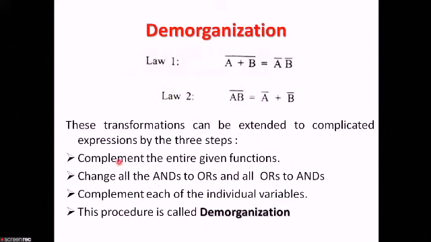The first point is complement the entire given function. Next is change all the ANDs to ORs and all the ORs to ANDs. Next is complement each of the individual variables. Basically, these are the 3 steps. First step is complement the entire given function. Second is changing the ANDs to ORs and ORs to ANDs. Next is complementing each of the individual variables. We will be doing it step by step.